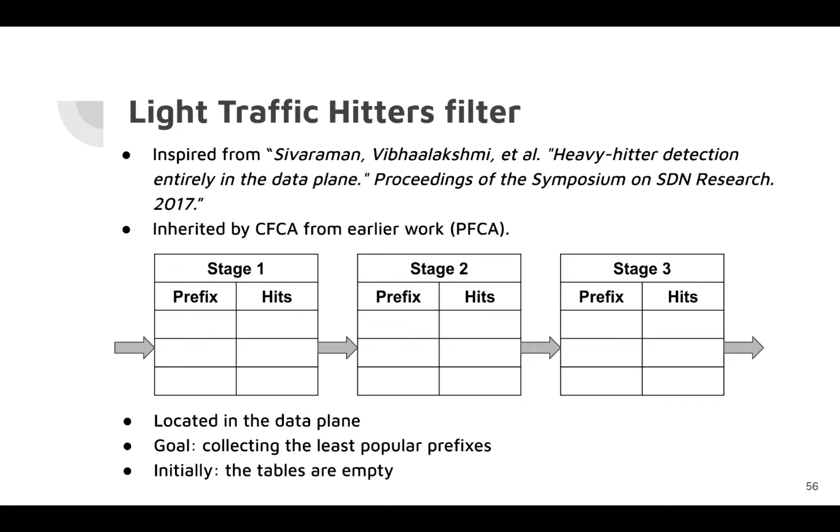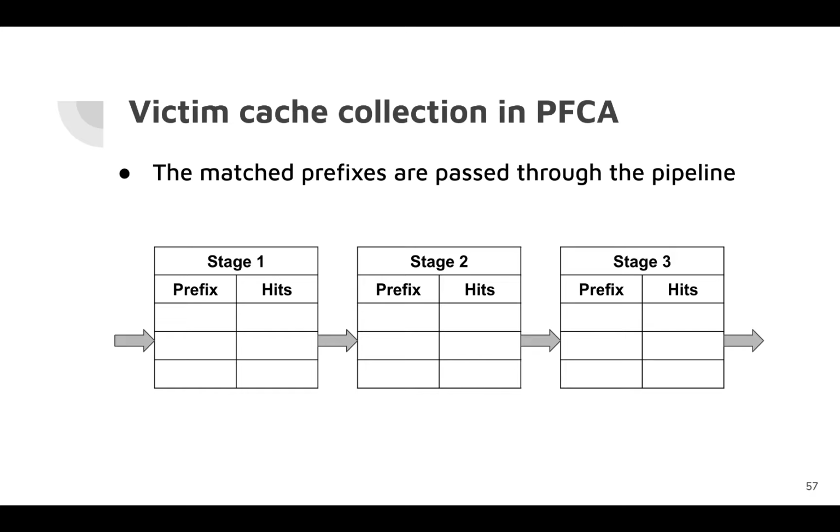The light traffic headers filter was inspired by a SOSR paper in 2017. We used it in our earlier work dedicated to a pure FIB caching architecture, PFCA. The filter is located inside the data plane, and its goal is to collect the least popular entries. Initially, the tables are empty. On each match, the matched prefix and its counter are pipelined through the filter. Here, the first prefix arrives, and its hash value for the stage 1 table is 2, and so the prefix and its counter are placed into the first table, the second slot.